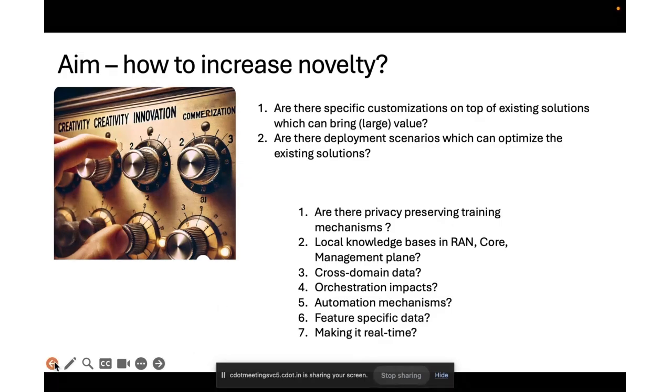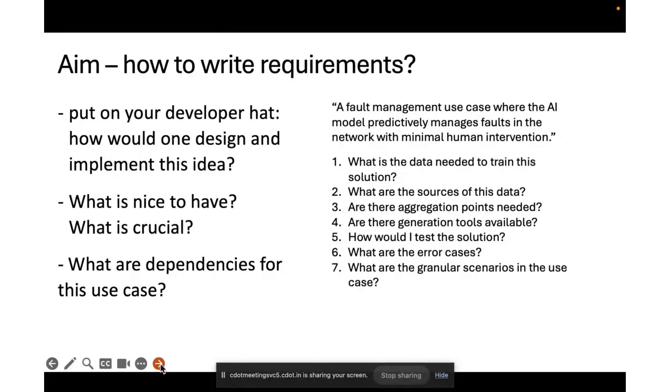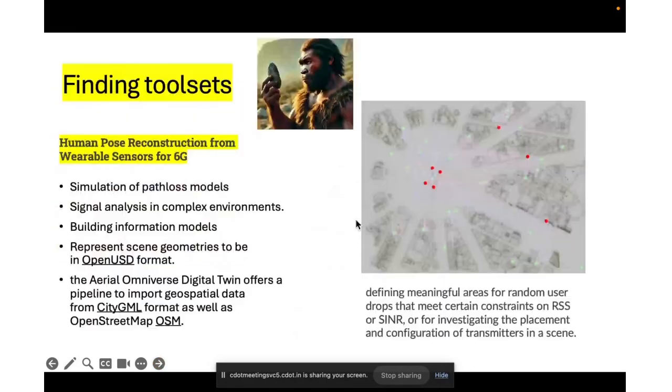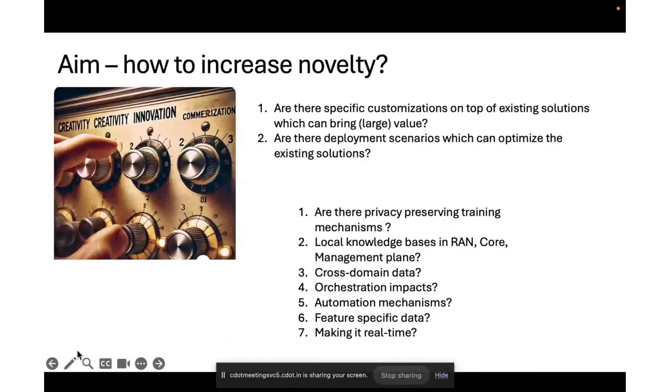For example, in this fault management use case that we discussed just now, are there privacy preserving training mechanisms? That's a customization. Everybody talks about training. But in your proposal, you're talking about a privacy preserving training mechanism. That will distinguish you from somebody else who has a similar proposal but is not handling the privacy preserving training mechanism. The second thing that you can look at is local knowledge bases, that is, with different planes.